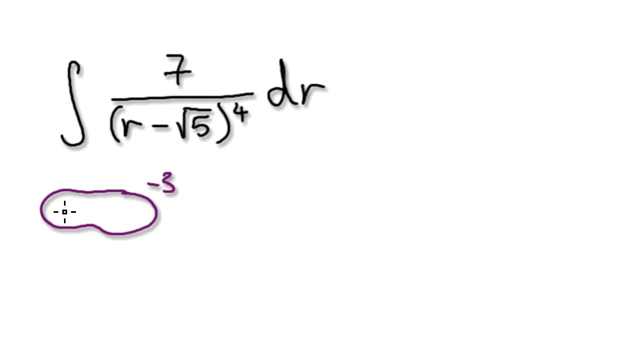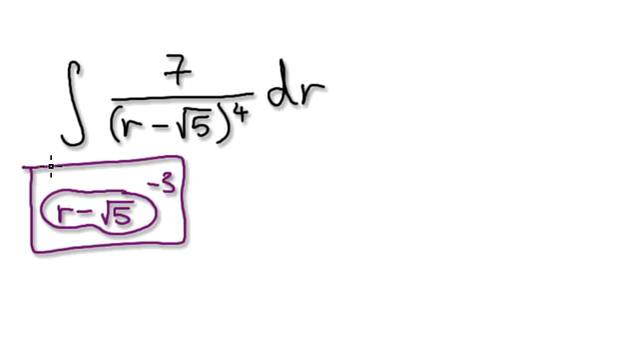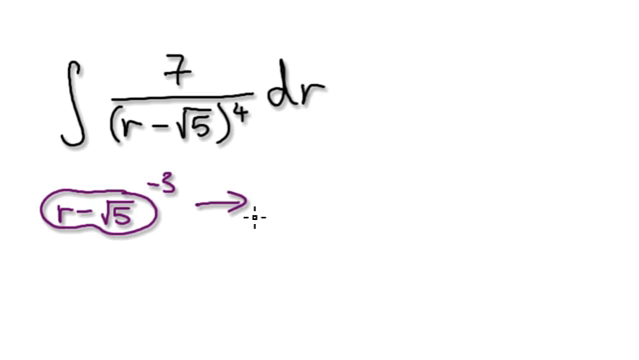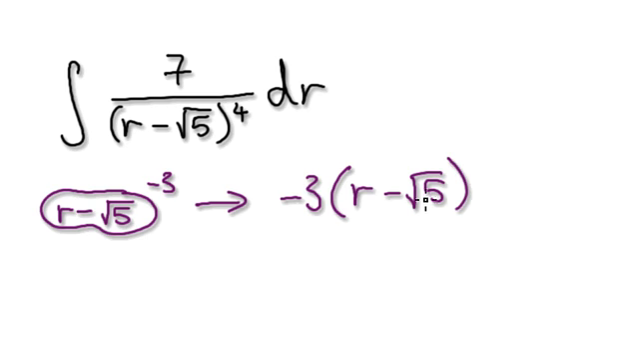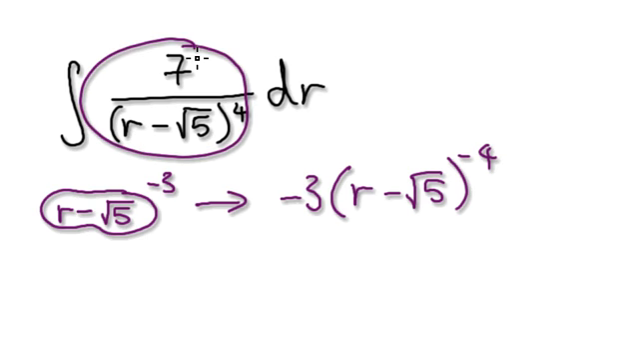Okay, so from experience, I just know this. Hopefully, over time, you will build up your experience. So if you were to make this your initial guess, let's differentiate it. It will give you minus 3 bracket r minus root 5, and then the power gets minus 1, so it will be minus 4. You see, it's very close to this thing here.